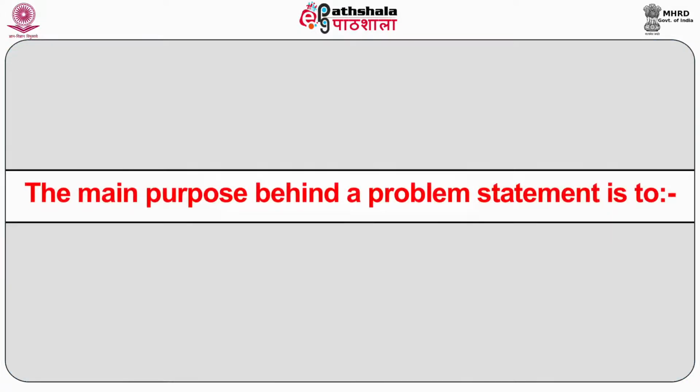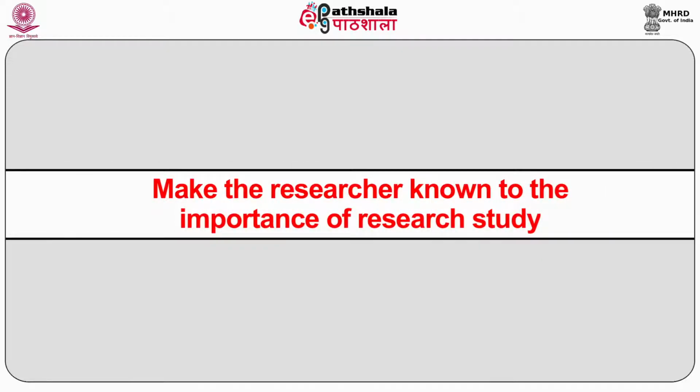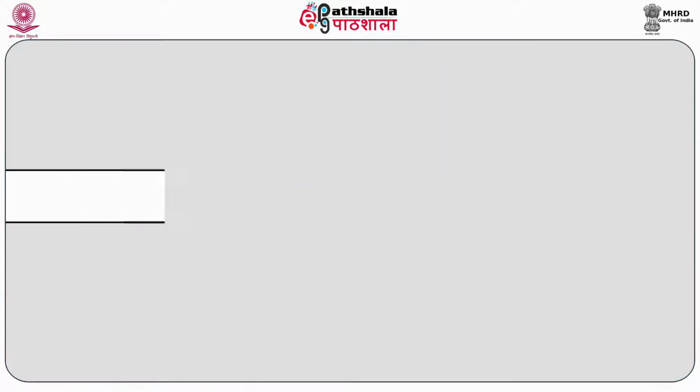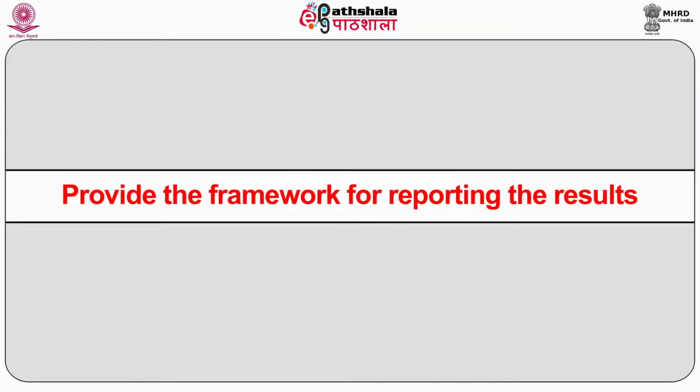The main purpose behind a problem statement is, first, to make the reader known to the importance of the research study. The reader is made aware of the significance of the study and the research questions, hypotheses or assumptions to follow. It places the topic into a particular context that defines the parameters of what needs to be investigated. Further, it provides the framework for reporting the results and indicates what is probably required to conduct the study and explain how the findings would present this information.